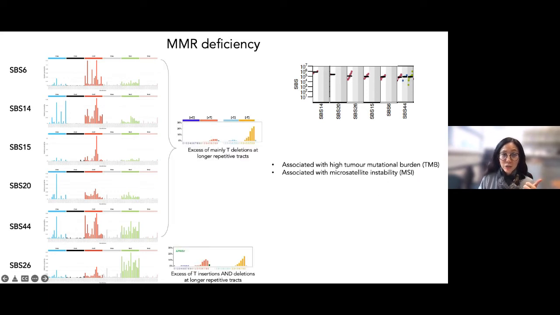You check that there's an indel phenotype, because mismatch repair deficiency is involved in post-replicative mismatch repair, and you do get lots of deletions. So what you find is these tumors tend to have a high number of T deletions, particularly at polynucleotide repeat tracts. So at TTT, that sort of thing, you'll find there's a lot of deletions there. All of these signatures 6, 14, 15, 20, and 44 have an excess of T deletions in longer tracts. The longer the tracts, the higher the likelihood of having a deletion.